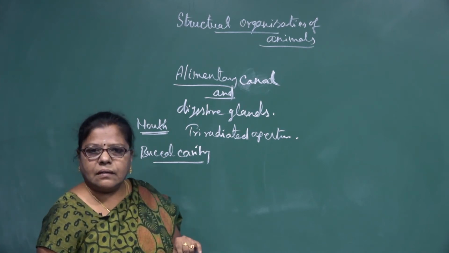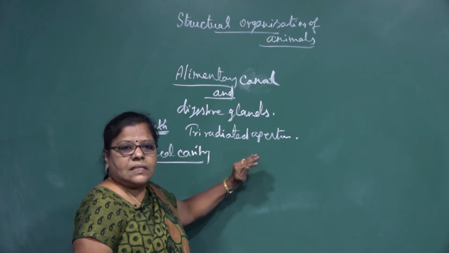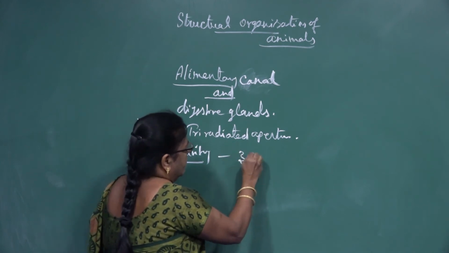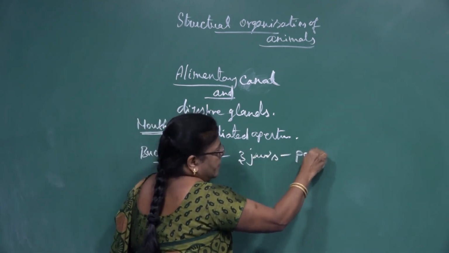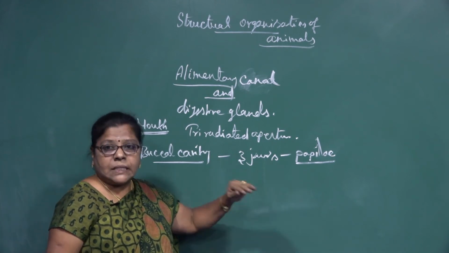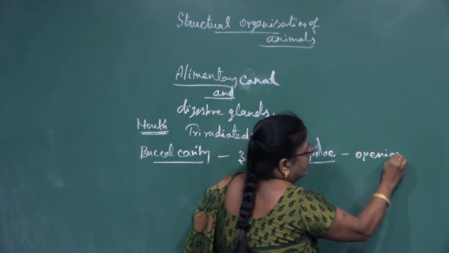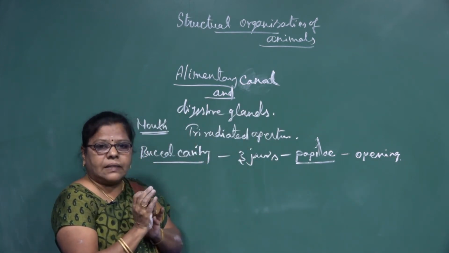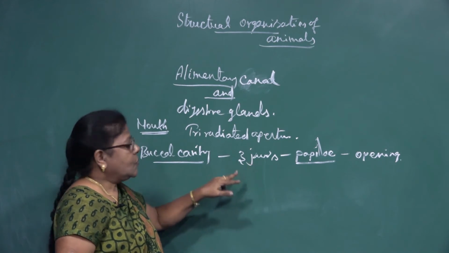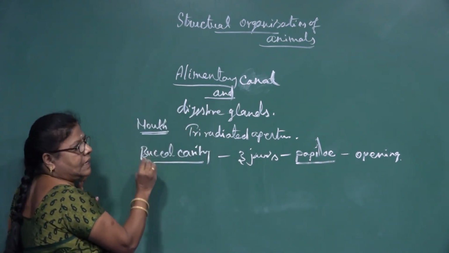The wall of the buccal cavity bears jaws. That means 3 jaws are present in the wall of the buccal cavity. These 3 jaws are lined with a single row of tiny teeth. These 3 jaws bear papillae. This papillae bears a small opening of the digestive gland. So once again, the wall of the buccal cavity has 3 jaws with a single row of tiny teeth, and the jaws provide papillae with the opening of the digestive gland. Next, after the buccal cavity, pharynx.